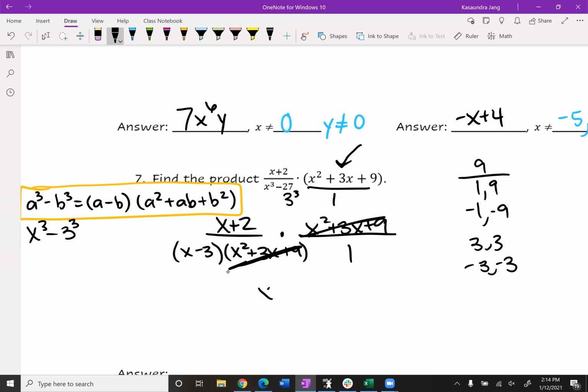Which means I'm left with the x plus 2 over the x minus 3 times 1. Do I really need to multiply by 1 though? No. All right, I'll leave it like that. And can I get rid of my x's? No. Ooh, no, x plus 2 is divided by, ooh, addition, division, those are not inverses. Okay, this is as good as it's gonna get.